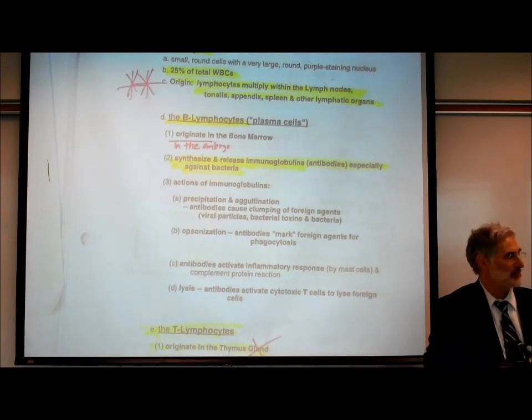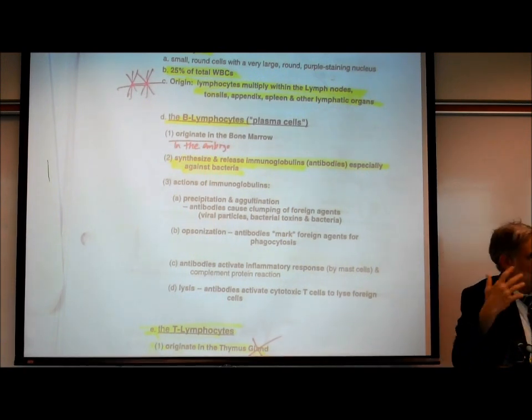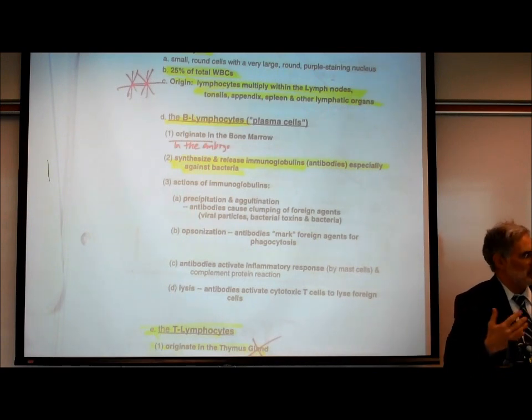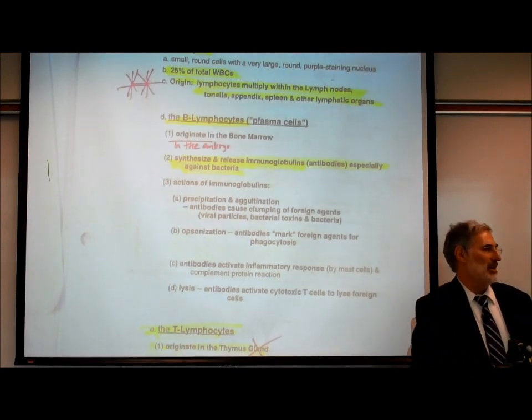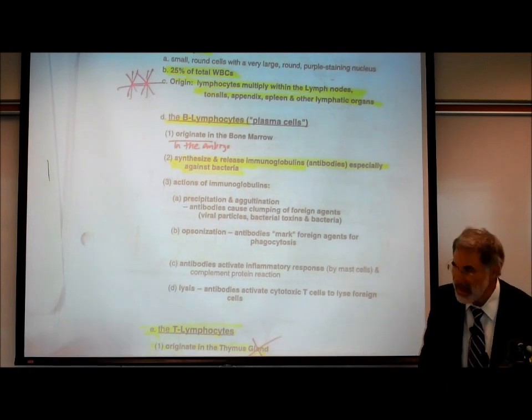Do they then still produce more? Yes, they continue to multiply in your lymph nodes and spleen and tonsils. So you're always making more. But now they're made in your lymphatic organs.